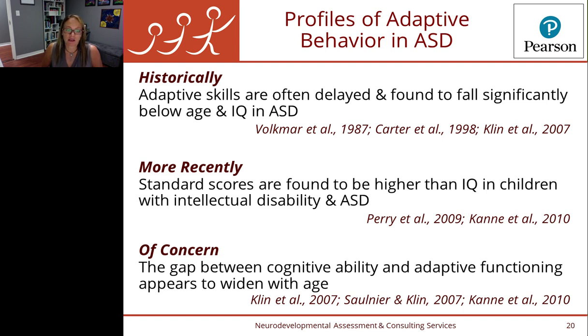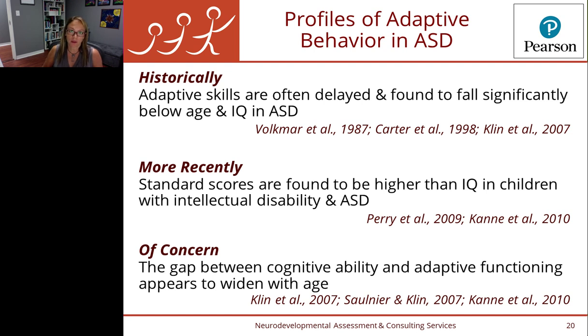Because the Vineland is really the most widely used measure of adaptive behavior worldwide, in the field of autism it has the most research on it. So we know about these adaptive profiles in autism quite well. We know that obviously it's a social disability, so the socialization area of the Vineland usually comes up lowest. We know that adaptive behavior usually falls substantially below cognition and age expectations. However, more recent research is showing that the gap between cognition and adaptive functioning really tends to depend on whether or not the person has intellectual disability.